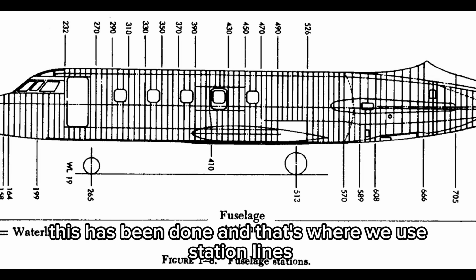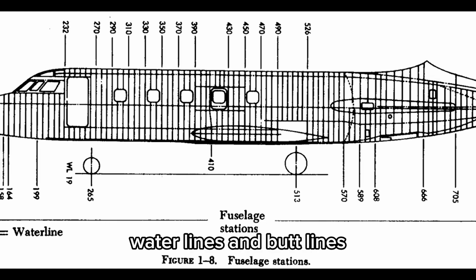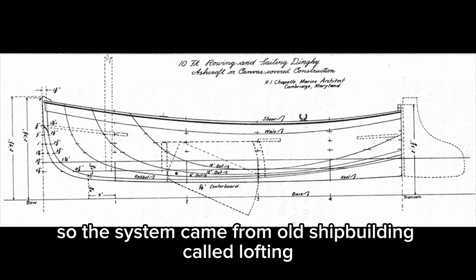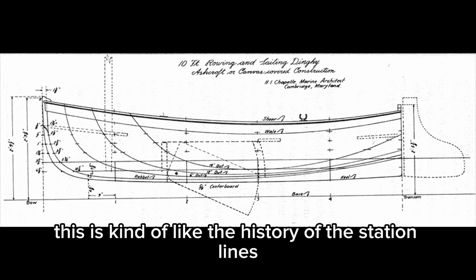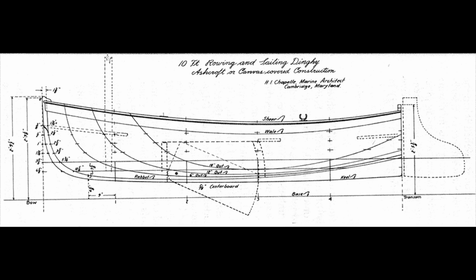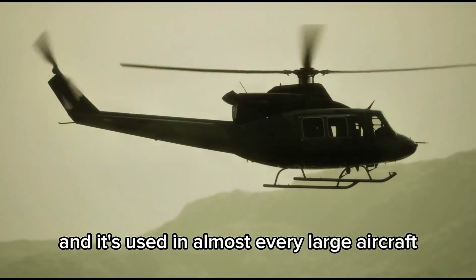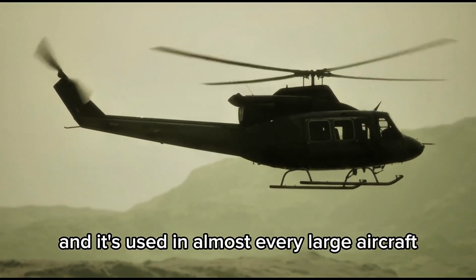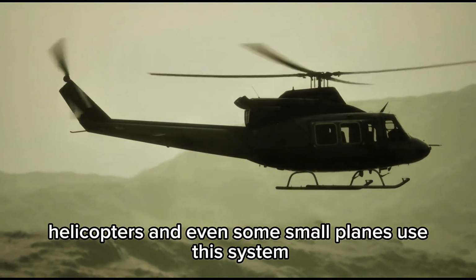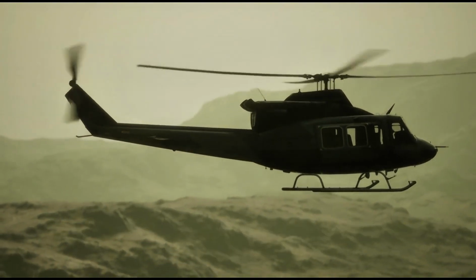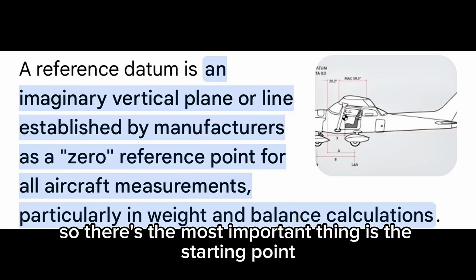And that's where we use station lines, water lines, and butt lines. The system came from old shipbuilding, called lofting. This is kind of the history of the station lines. Aircraft borrowed it from shipbuilding, and it's used in almost every large aircraft, helicopters, and even some small planes use this system. The most important thing is the starting point.